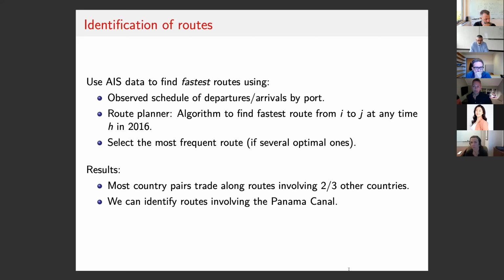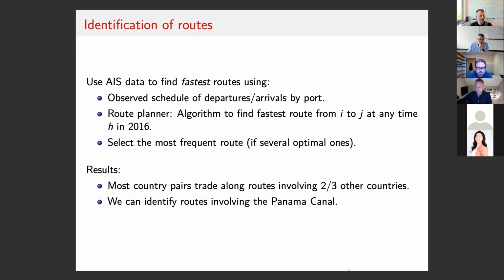Okay. So now the challenge, of course, is that we don't know where the cargo is going, right? We can see that a ship is fully loaded from LA to Rotterdam, but we can't follow the cargo from Rotterdam. So we don't know whether the final destination is going to be Oslo or not. So what we're going to do is construct a route planner: a simple algorithm whose objective is to find the fastest way of getting from LA to Oslo, using the observed schedule of departures and arrivals by port.